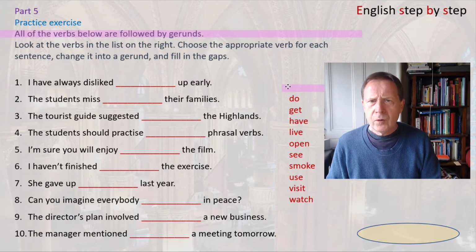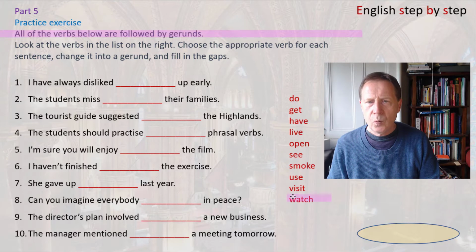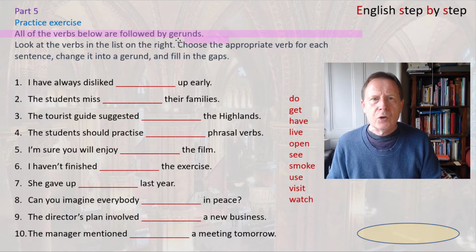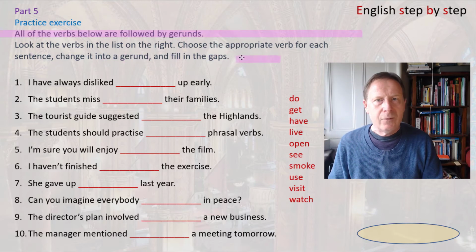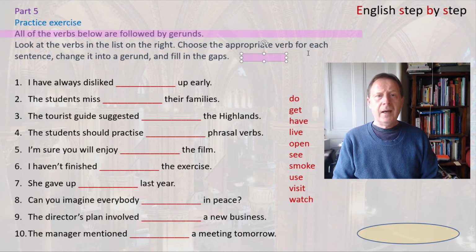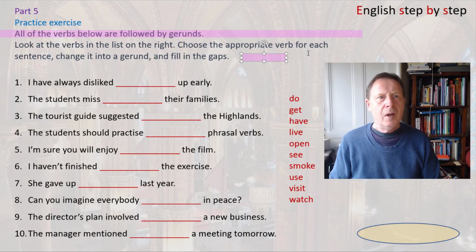So look at the verbs on the right: do, get, have, live, open, see, smoke, use, visit, watch. Now, you have to change all of these into a gerund and then choose which gerund you need for these 10 sentences. So, you can choose the appropriate verb for each sentence, change it into a gerund and fill in the gaps. And then when you've finished, you can write down the answers and you can check them in the next video, which will be the Step 3 video.